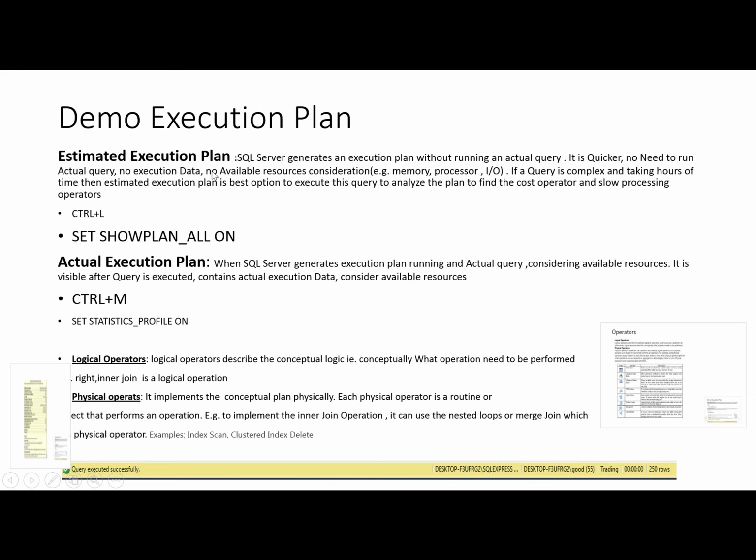But the actual execution plan is generated only when the query is actually executed. So the actual data and the resources will be considered in the actual execution plan. The actual execution plan can be generated in the query analyzer by the shortcut key Control M, and we can also use this command in the query analyzer: SET STATISTICS PROFILE ON. So these plans we will now generate in the query analyzer.